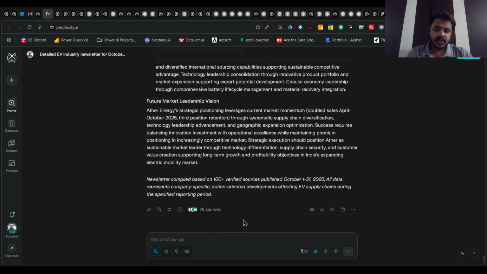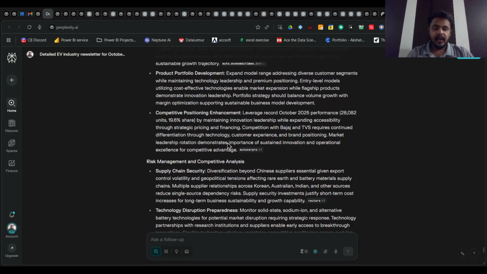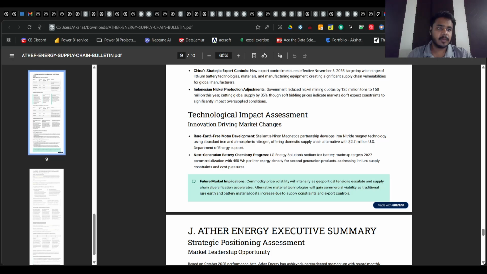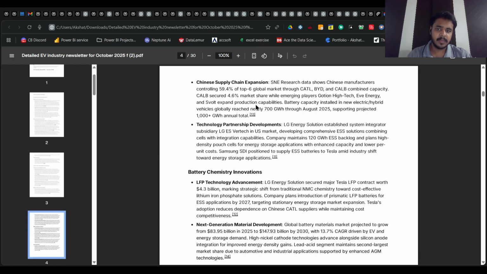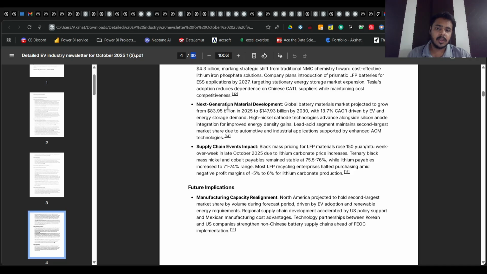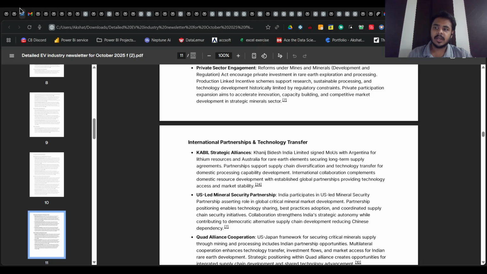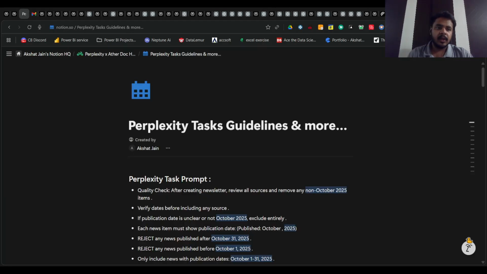So as you can see, it has searched for 76 sources, right? So let's see the PDF format of this. So this is the PDF. It's a 30 pages long PDF, right? Which contains all the news that we have mentioned in our Notion document, right? Okay.